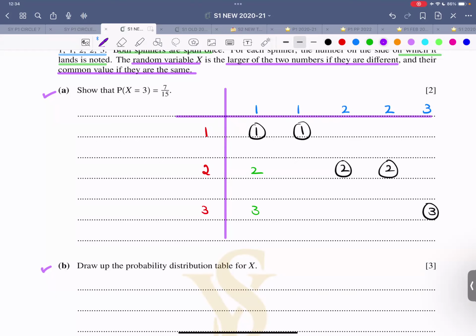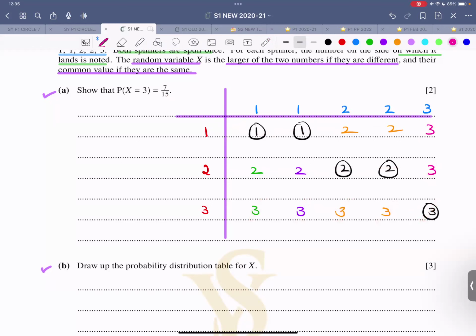So now over here, I have 1 and 2 is 2, 1 and 3 is 3. 2 and 1 is 2, 2 and 3 is 3. And the last one, 3 and 1 is 3, 3 and 2 is 3. So I think I have filled it up. And this is for double checking. 7 out of 15. Yes, there are 15 of them. And 3 is 7. So this is 1, 2, 3, 4, 5, 6, 7.